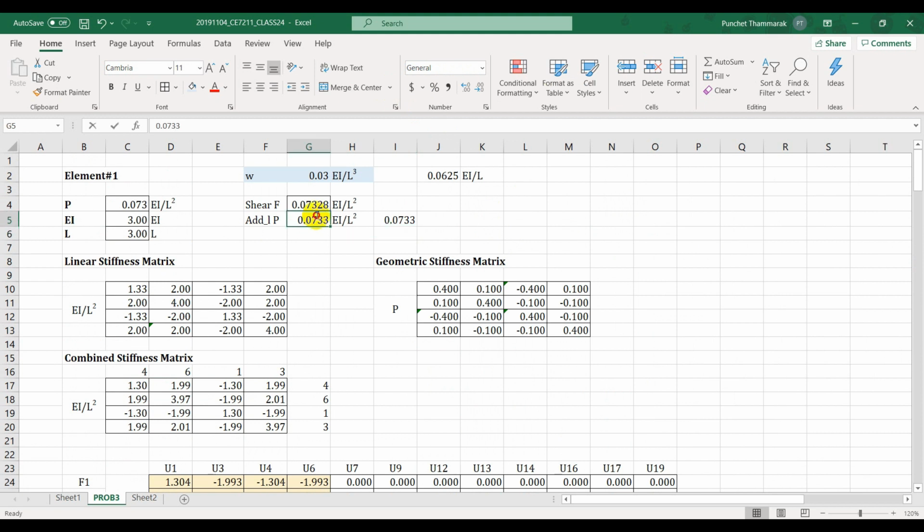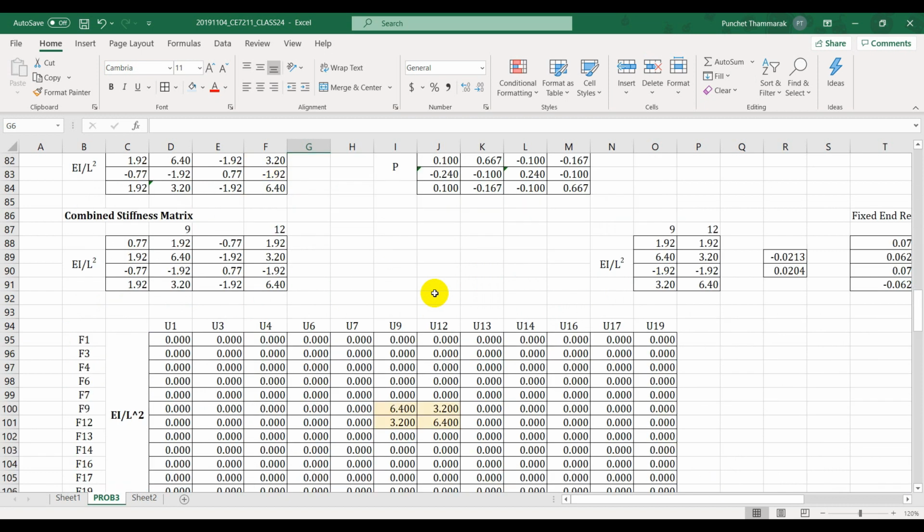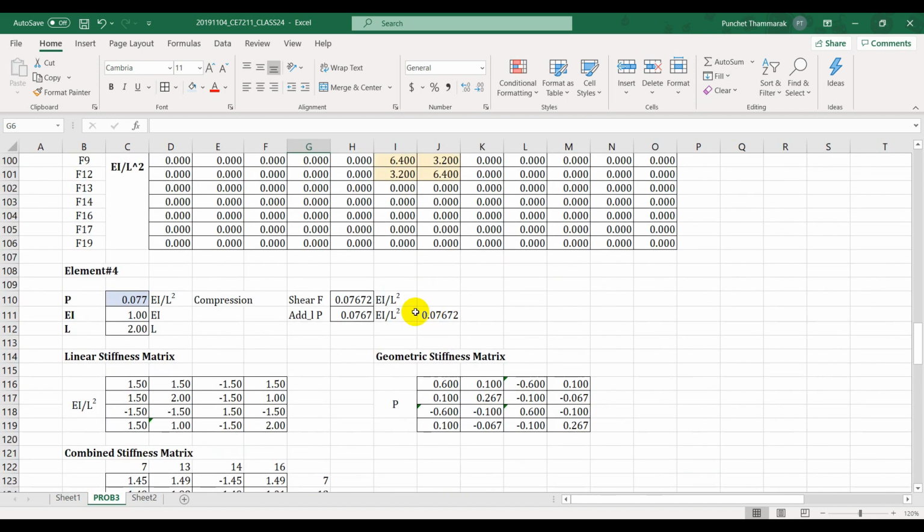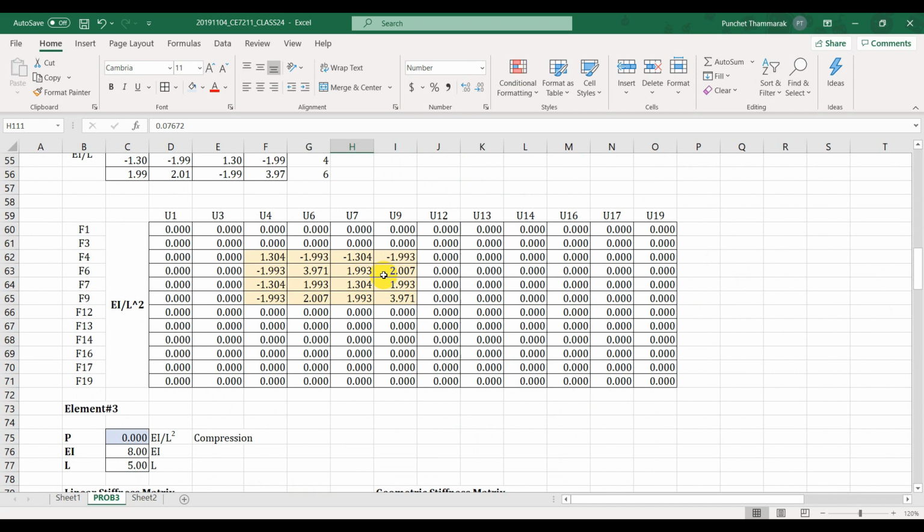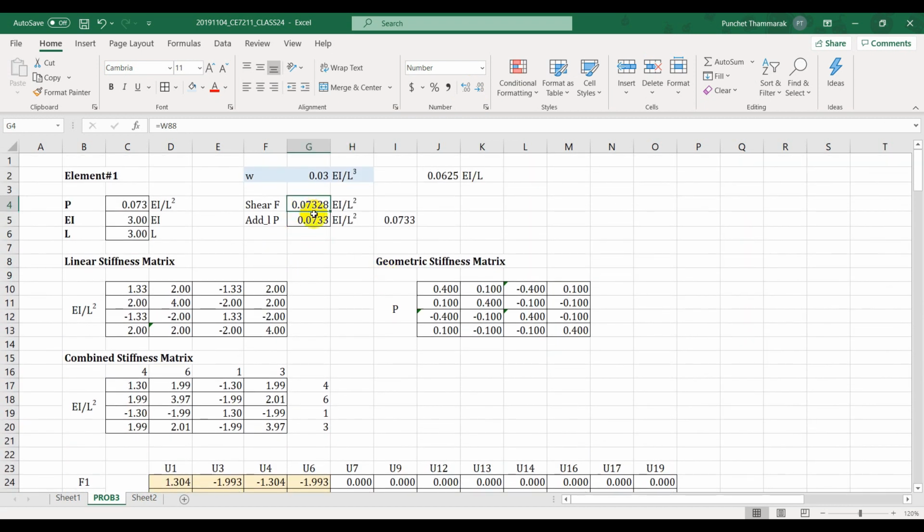Alright, so 2.8. Come down here. 2. I add the 2. Okay. Looks good. Now it doesn't change. And here doesn't change. Okay, so the match is very nice now.